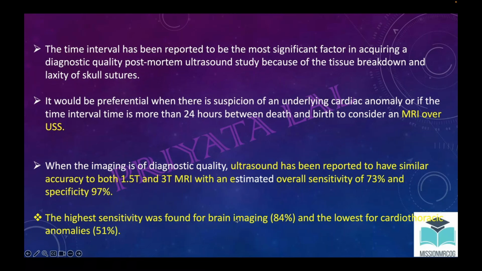The highest sensitivity is for brain imaging, so the most common thing picked up by imaging is brain anomalies, and the lowest would be for cardiothoracic. These are some simple things about the external postmortem that you should just know if they ask it anytime.